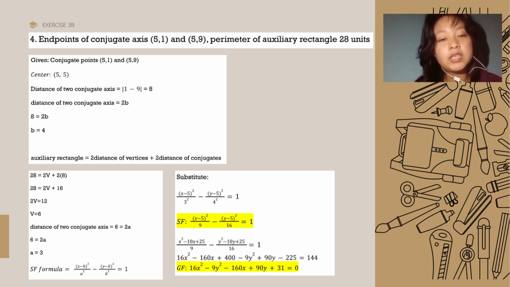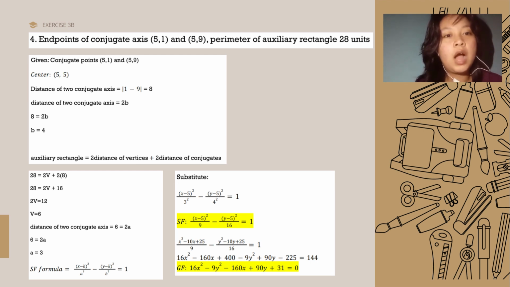So, sabi natin kanina, ang SF formula is (x minus h) squared over a squared minus (y minus k) squared over b squared is equal to 1. We need to substitute. Ang ating h is equal to 5, as well as ang ating k, we need to substitute it. Magiging (x minus 5) squared over ang ating a is equal to 3. So, magiging 3 squared minus (y minus 5) squared over ang ating b naman ay ang 4. So, magiging 4 squared is equal to 1.